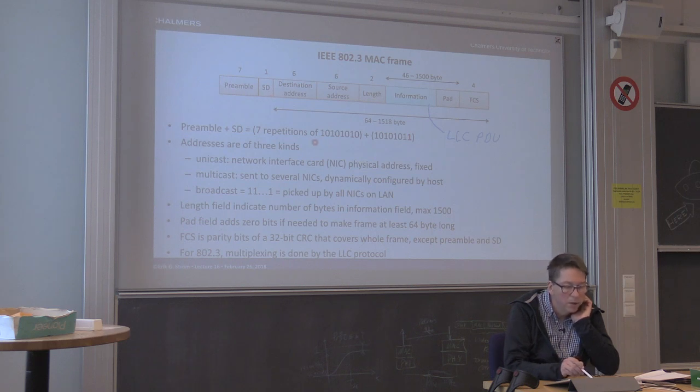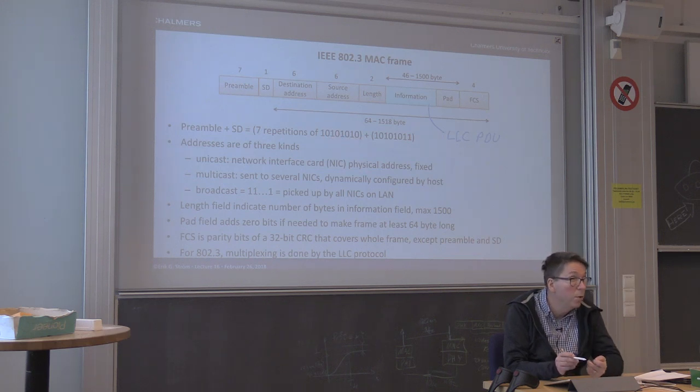So the preamble is 7 repetitions of 10101010. So you keep on sending ones and zeros for a while. And then at the end, we get this SD field, which is 10101010 and then 1, 1. Okay? And then when the receiver sees 1, 1, it understands that the next bit that comes is the first bit of the destination address, which is 6 bytes long. And then there is a source address of 6 bytes. These are the MAC addresses.